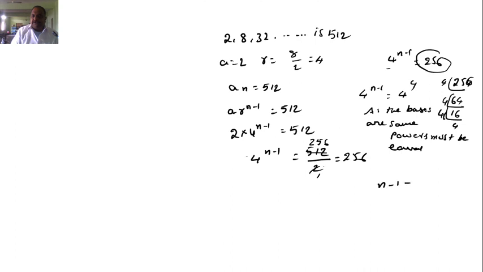N minus 1 is equal to 4, so n is equal to 4 plus 1, n is equal to 5. The fifth term is 512. What is the fourth term? 128. Okay.